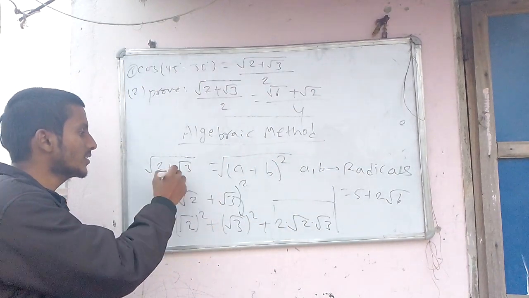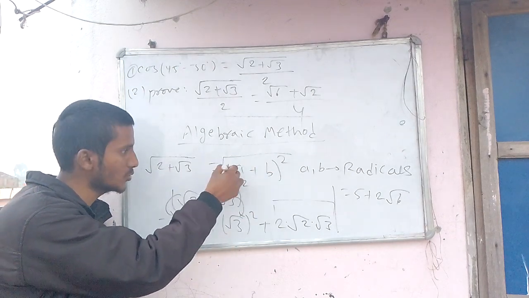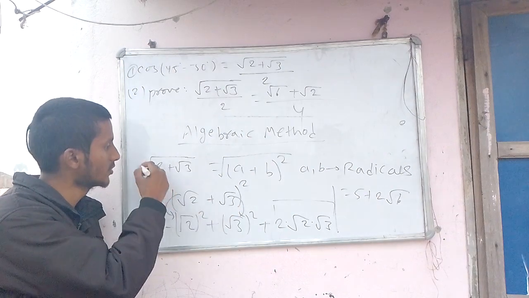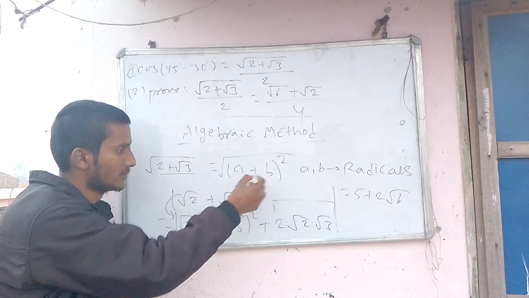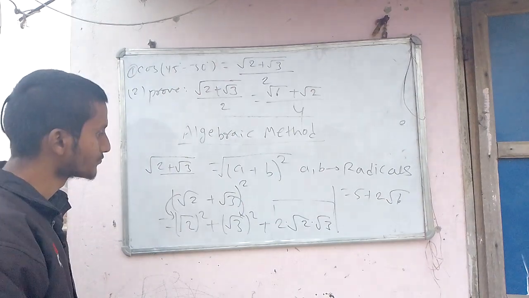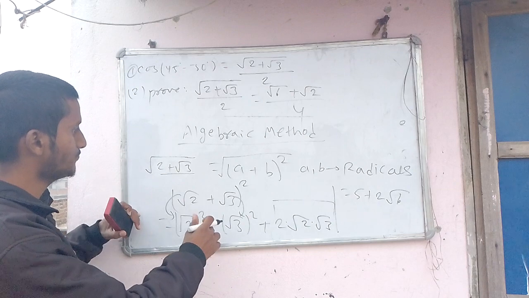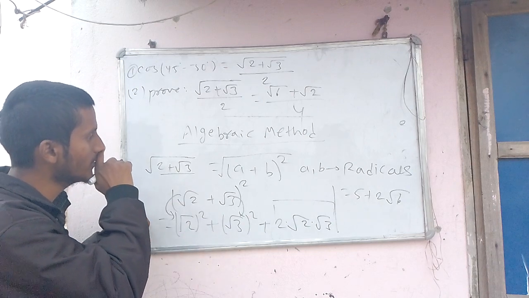Why do we want to make this a perfect square? Then we will be able to get rid of the square root. Does that make sense? So the square root is the square root. I want to have this in terms of a perfect square. Okay, good.